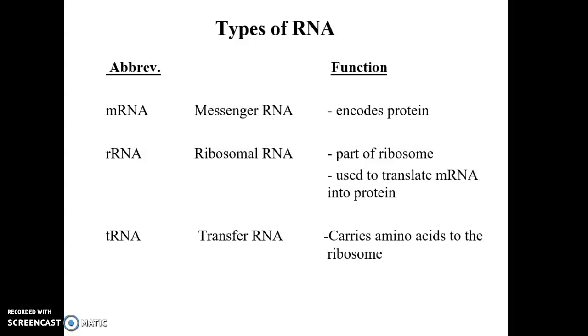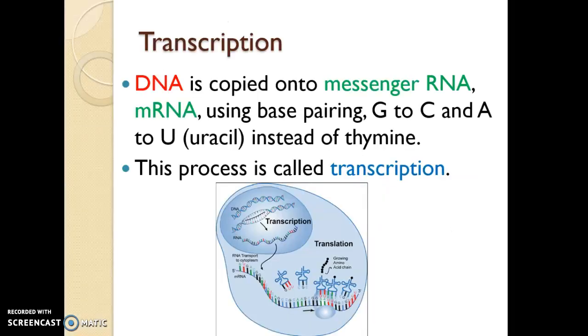Lastly, we have tRNA, also known as transfer RNA. These RNA molecules are going to be responsible for carrying amino acids to the ribosome in the appropriate manner to make sure that we build the protein correctly. So now that we've introduced the differences between DNA and RNA, we've also introduced three different types of RNA that are going to play a role in the production of proteins. We're now going to transition to talk about the actual process, how these proteins are made.